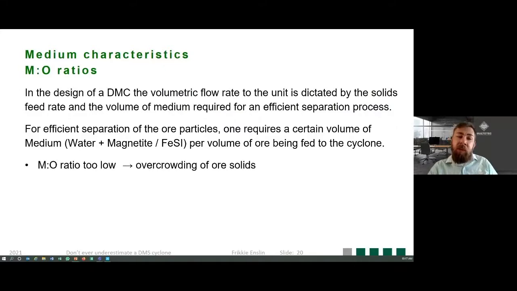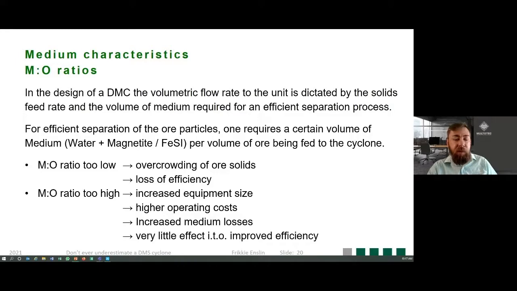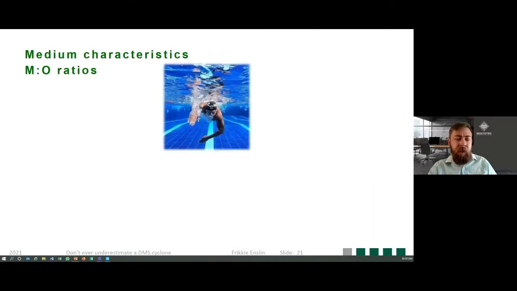If your medium to ore ratio is too low, you'll get a situation where there's overcrowding of solids, loss of efficiency, etc. If your medium to ore ratio is too high, you get an increase in equipment size, higher operating costs, increase in medium losses, and very little effect in terms of improvement of efficiency. So at the upper end of the range, above 5:1, the efficiency of separation becomes very good at the expense of capacity. So let's have a look at some figures, coming back to the Olympics again.